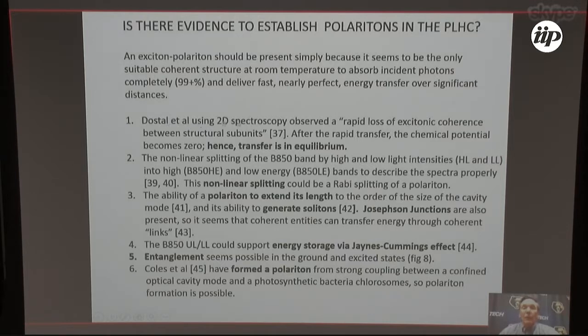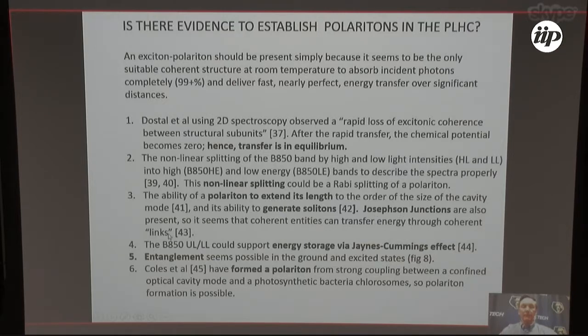But one of the pieces that's sort of interesting is this study by Dostal, rapid loss of excitonic coherence between structural units, and after the transfer, the chemical potential becomes zero. There is a transfer that we infer from this that could be in equilibrium. The nonlinear splitting at 850 by the low density, high density, properly described, nonlinear splitting can be a Rabi splitting of a polariton. The ability of a polariton to extend its length, size of the cavity, generate solitons, Josephson junctions, also present.